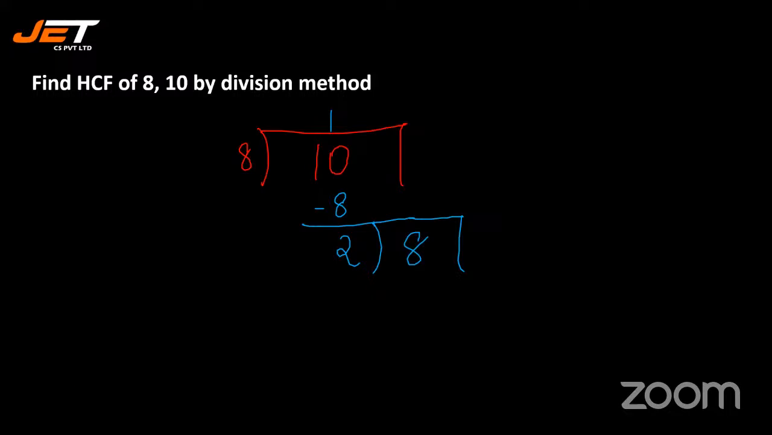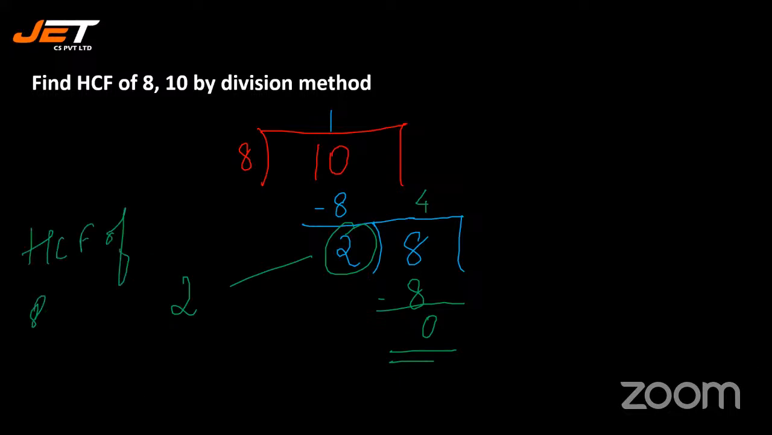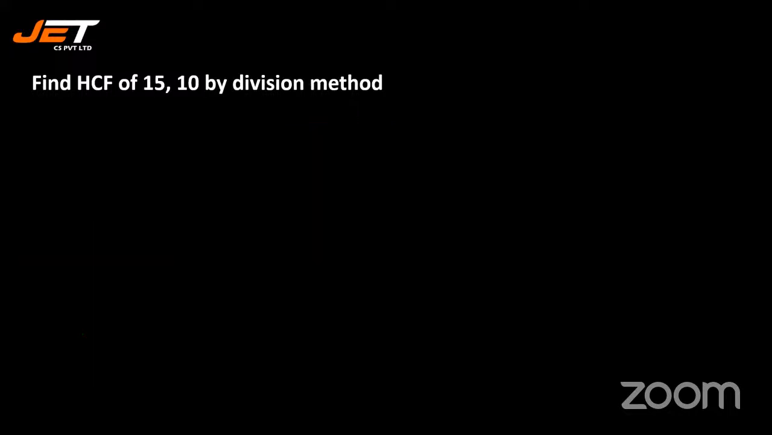Now over here, 2 times 4 is 8, 0. That means again the highest common factor is 2, which is the HCF of 8 and 10. Right? Let's move on to the next few questions. So children, I hope by now it has become a bit clear to you. We are practicing more, don't worry.